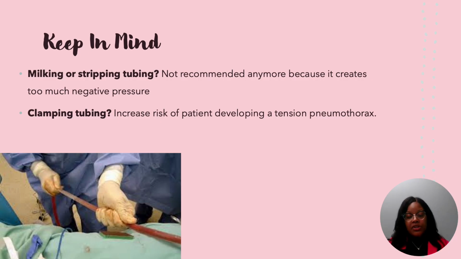All right, really quick, just some things that you want to keep in mind when dealing with chest tubes. We shouldn't be milking or stripping the tube like you can see in this picture. It's not recommended because it can create too much negative pressure. So let's say you had some blood just sitting in the tube and it's not coming out as fast as you want. You can't go like this and milk the tube and strip the tube. You should not be doing that. Also, clamping the tube increases the risk of a patient developing a tension pneumothorax. So you should not be clamping your chest tubes unless you have an order from the physician, okay?